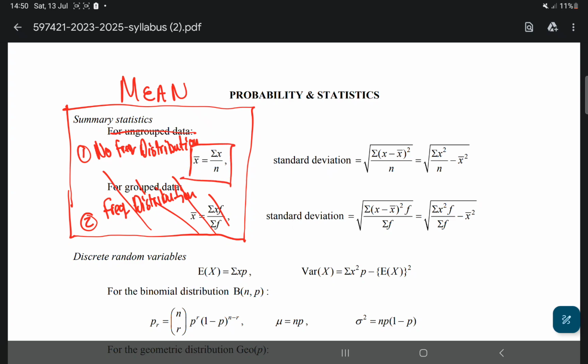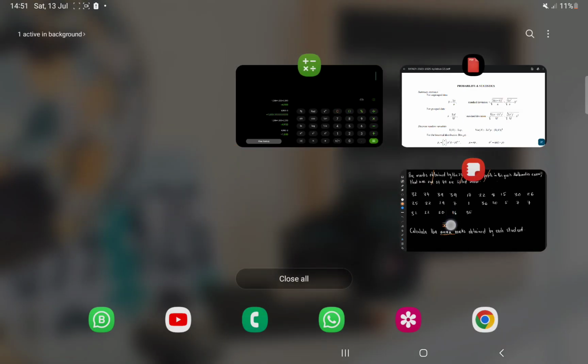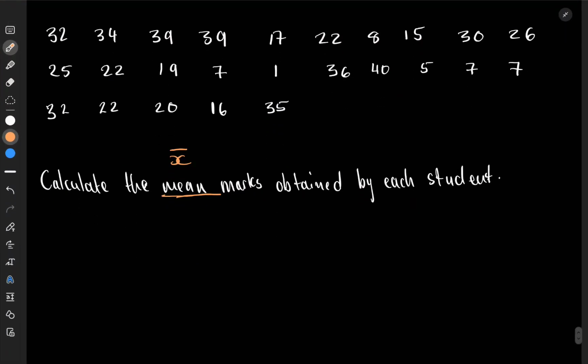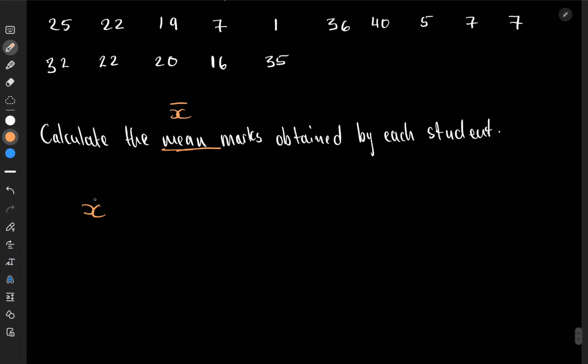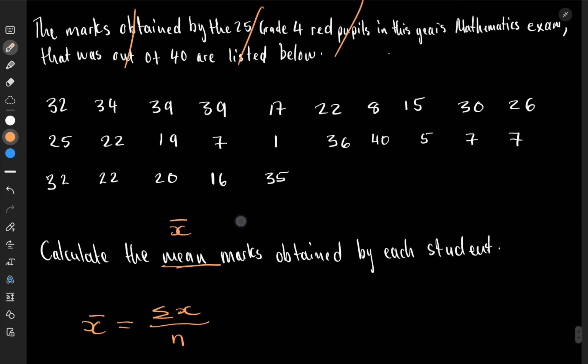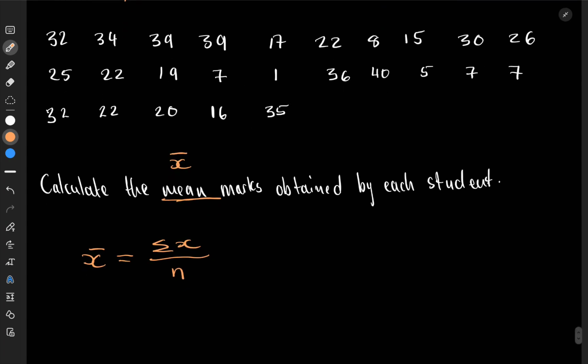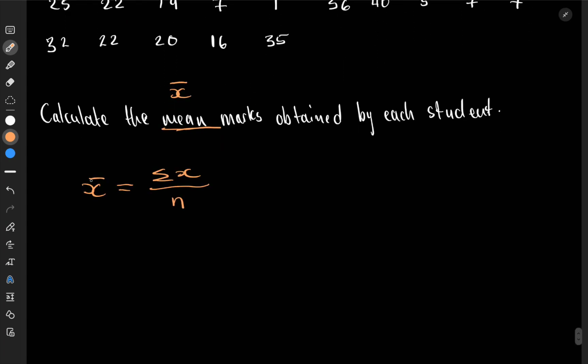X bar is the summation of X over N. So we just come here and write that X bar is the mean, the summation of X over N. We pick the one where there is no distribution because the data laid out here is ungrouped, it's true, but there's more to that. They're ungrouped and also there is no frequency distribution. So because of that, this is the formula we use.